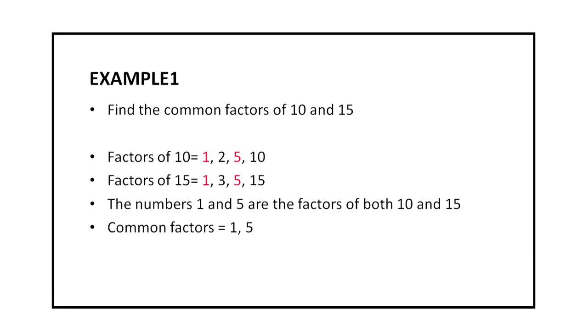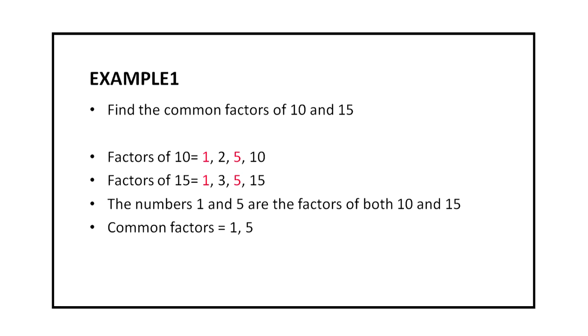Let us explain using an example. Find the common factors of 10 and 15. So, step number 1, write down the factors of 10, write down the factors of 15. Step number 2, determine the factors that are common to both 10 and 15, and that will be the common factors of 10 and 15.